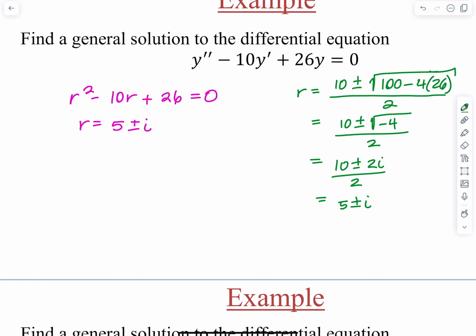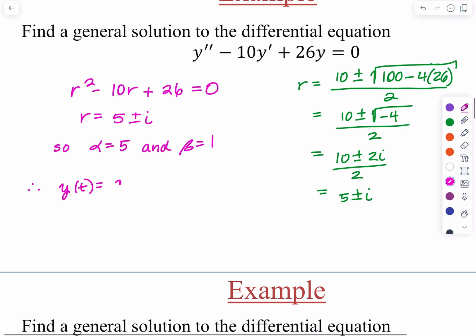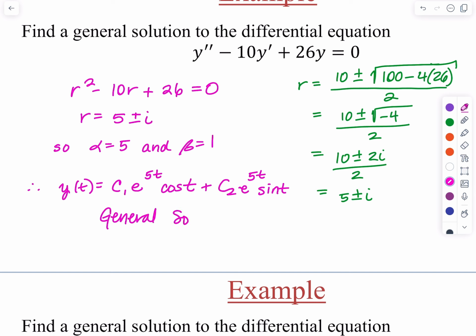And we come up with 10 plus or minus negative 4 over 2, which is 5 plus or minus i. And I could put this as 10 plus or minus 2i over 2, 5 plus or minus i. Okay, so now let's write our solution. So alpha is equal to 5 and beta is equal to 1. Therefore, y of t is equal to c1 e to the 5t times the cosine of beta t, which is just t, plus c2 e to the 5t multiplied by the sine of t. And this is our general solution.